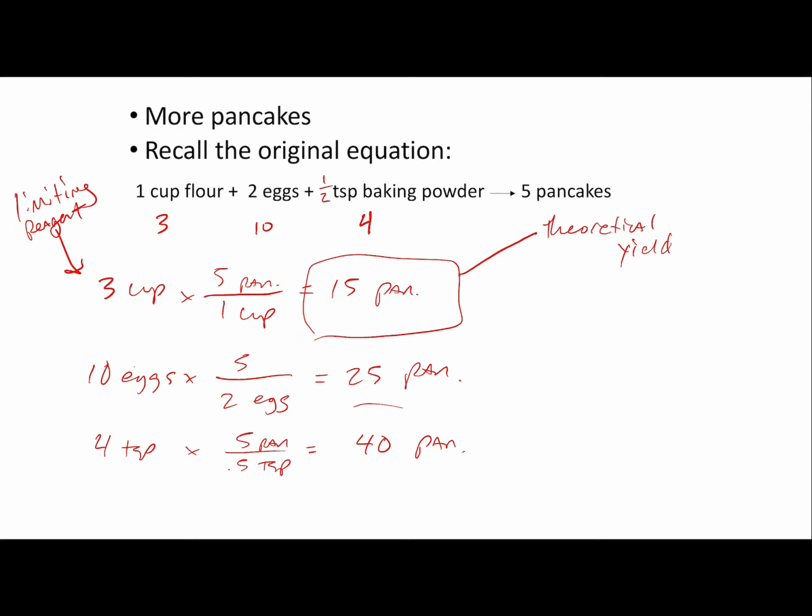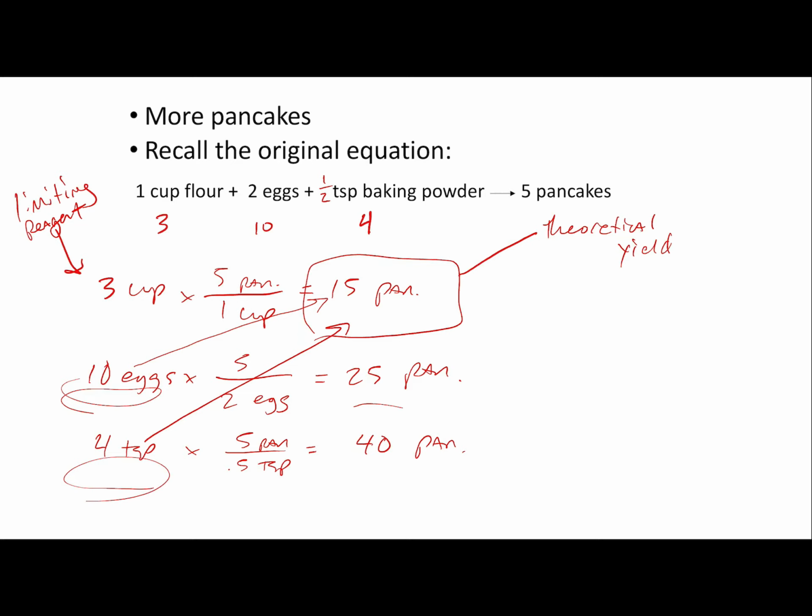Now if this was Chem 1, this would definitely be something you would have to learn how to do: we could go through and figure out how much of the leftover reactants there are. That would involve saying, okay, how many eggs does it actually take to make 15 pancakes, and how many eggs are left over? How many teaspoons does it actually take to make 15 pancakes, and how many teaspoons are left over? And we would use stoichiometry for that, 100%.